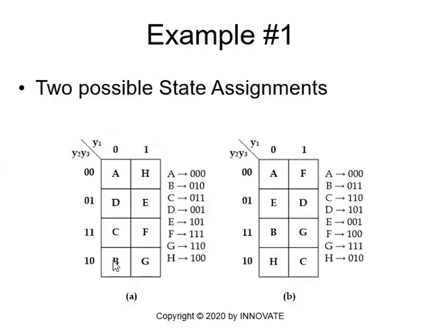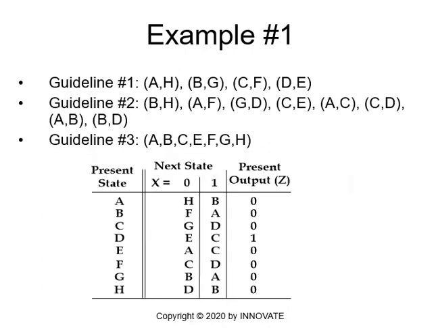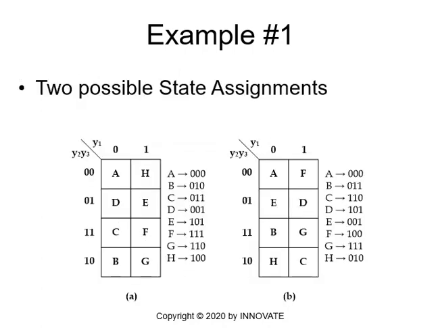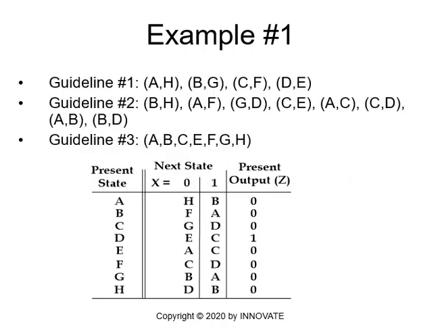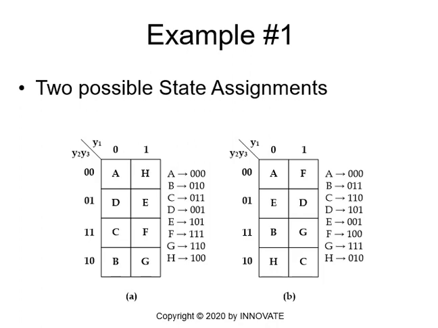I could put H here too, because if you rotate the map as a cylinder, A and H here will also have adjacency. I wish to meet all of guideline number 1, so B and G, I put them here. Then we have C and F, and D and E. I put them here. So I filled up all 8 states on the map and established adjacency with guideline number 1.